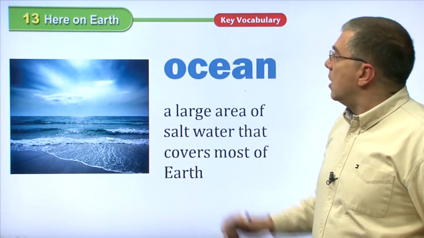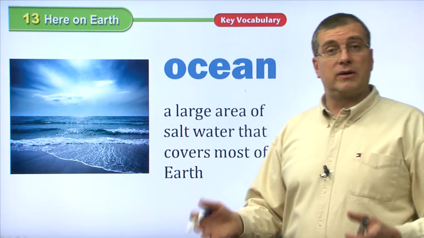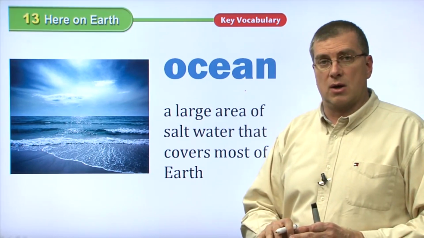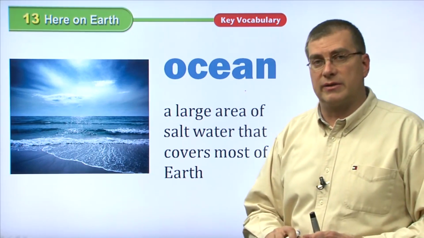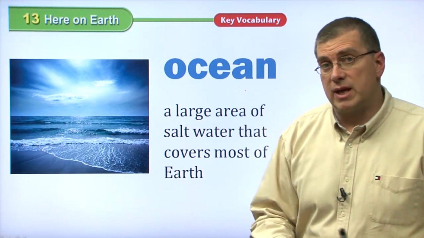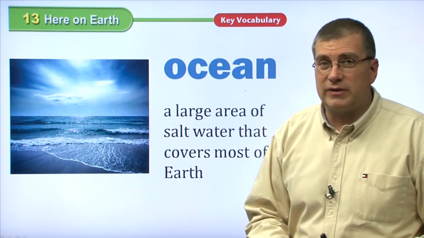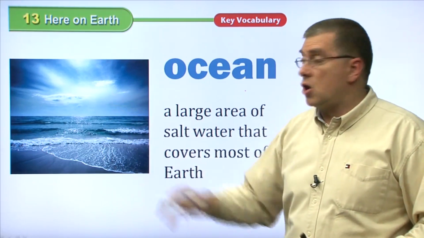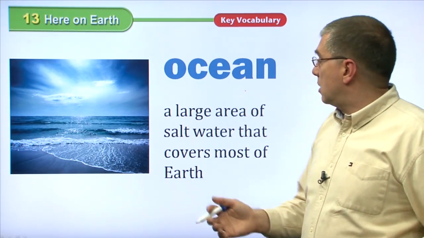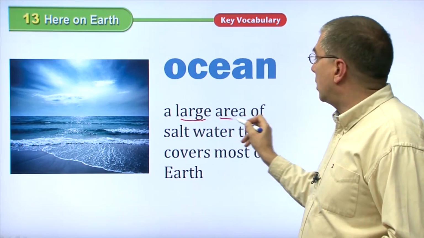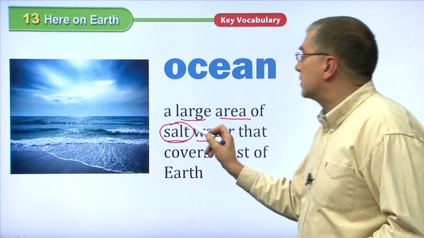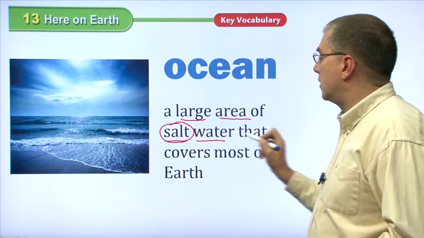Now that's continents. What about oceans? When I said land, that is the hard surface of the Earth, where the continents and islands are. That's where we stand. But most of the Earth is not hard surface. It's covered by water. There are oceans on the Earth. An ocean is a large area of salt water. Salt is the key. Salt water that covers most of Earth.